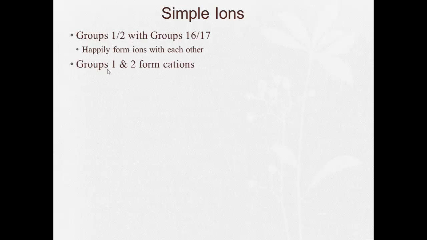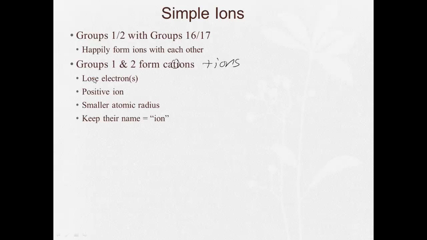All right, review. Groups 1 and 2 are metals, so they form cations. Positive ions are cations. The t looks like a plus: cations. They lose electrons and form positive ions with a smaller atomic radius. When we name these ionic compounds, the metal just keeps its name, but we add the word ion to the end. So when Na, sodium, gives up an electron, it becomes Na+, and we call it a sodium ion. There's no real change to the name.